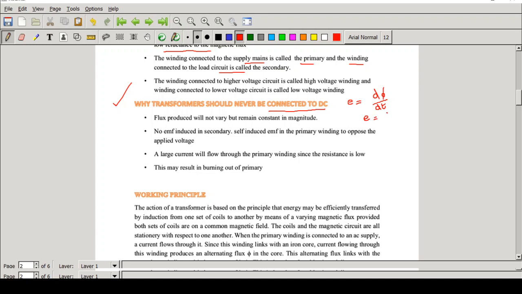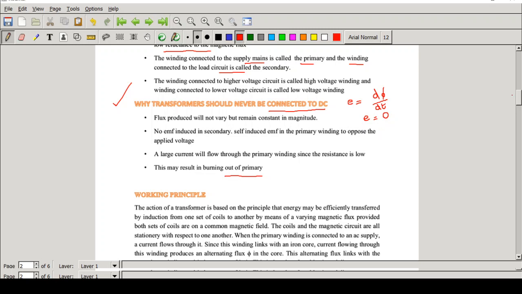So what will happen to the primary winding? Whatever voltage you are applying, V1, it will be applied across the primary winding, and there will not be any EMF to oppose this applied voltage, which means a very high current will flow through the primary winding and it may result in the burning out of the primary. So the role of the induced EMF in the case of a transformer is the same as that of back EMF in the case of a motor. That is, it will oppose the applied voltage, thereby controlling the current. That is why we say that transformers should never be connected to DC.